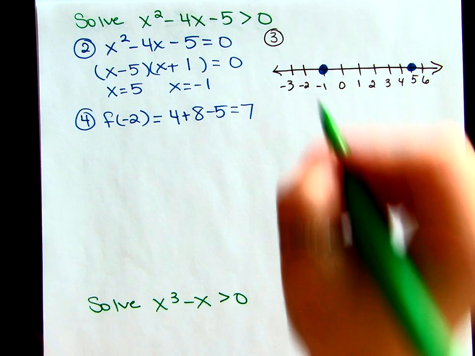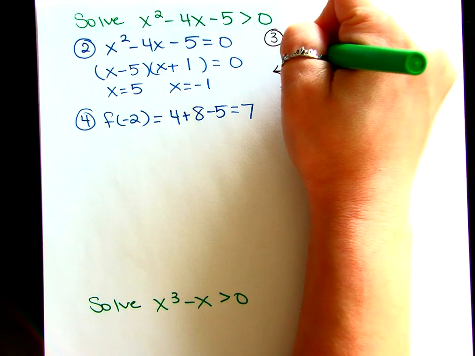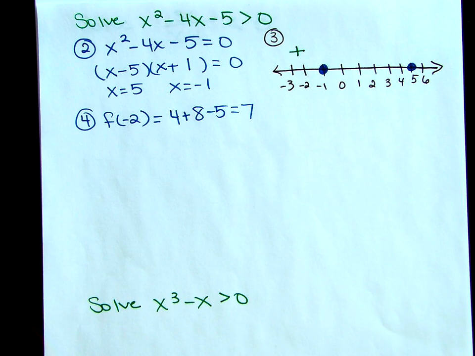So that means over here, I'm going to put a plus above my number line. That lets me know that if I plug in -3, I'm going to get a positive number as well. And if you don't believe me, put in -3 and test it. Put in -4, -10. All of those numbers should give you a positive number.